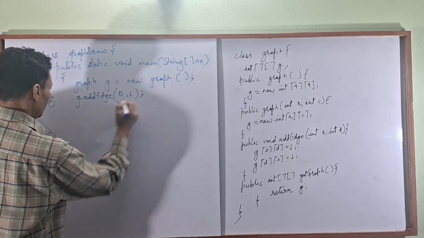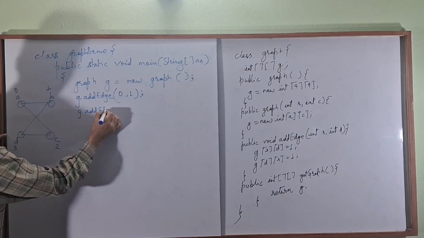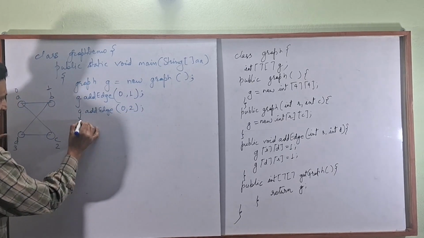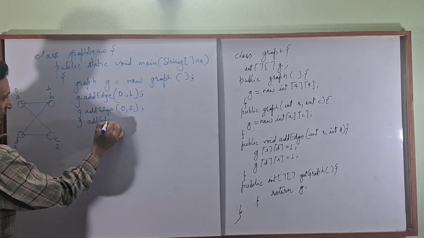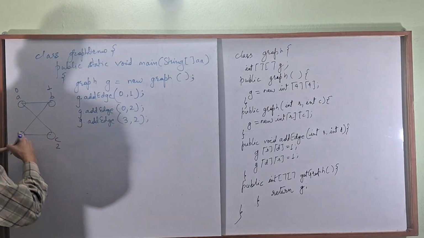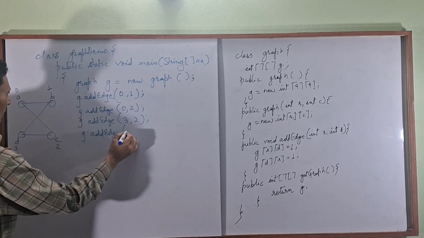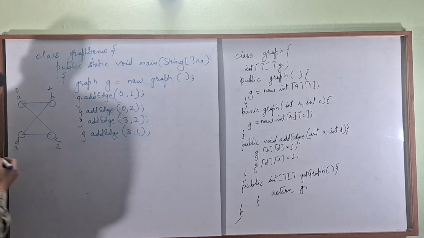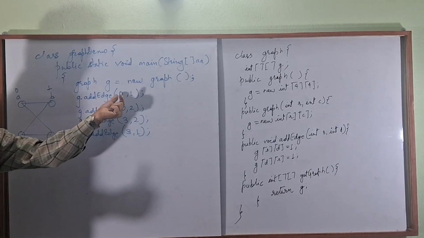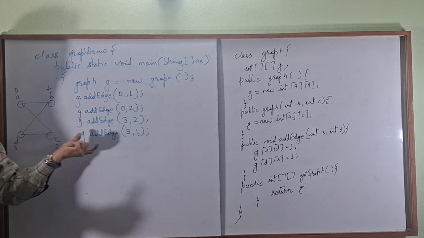and 1. Then to make the edge between this a and c, z dot add edge. This is 0, this is 2, 0 comma 2. Then similarly z dot add edge. This is 3 2, 3 comma 2. Then there is one more edge, z dot add edge, 3 comma 1. Okay, simple. So in this way we can call the add edge method of this graph class, and we have to supply source and destination. We have to specify the vertices for which we have to make the connection.